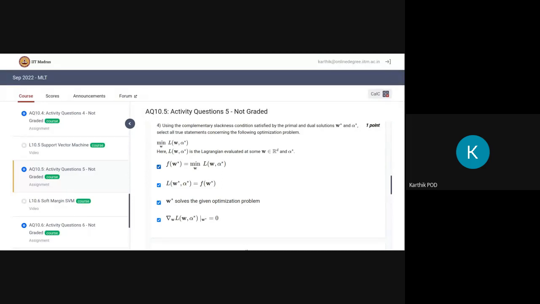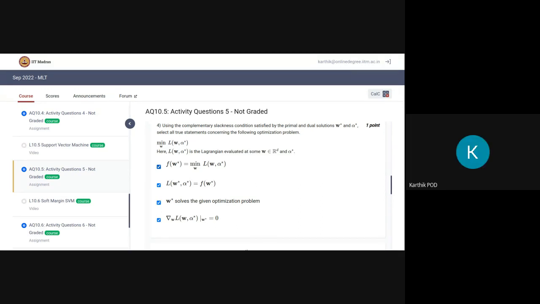Is that satisfactory? Because alpha star G of W star would be 0 by complementary slackness, isn't it? That is true. That's why the answer is f of W star. Okay, you can put it that way also.